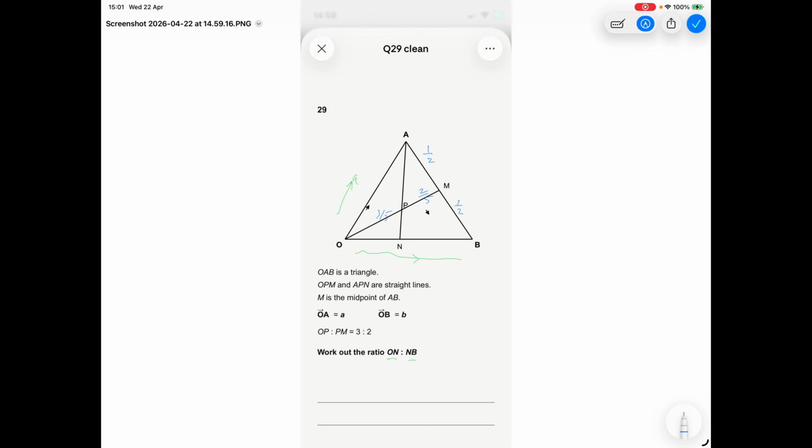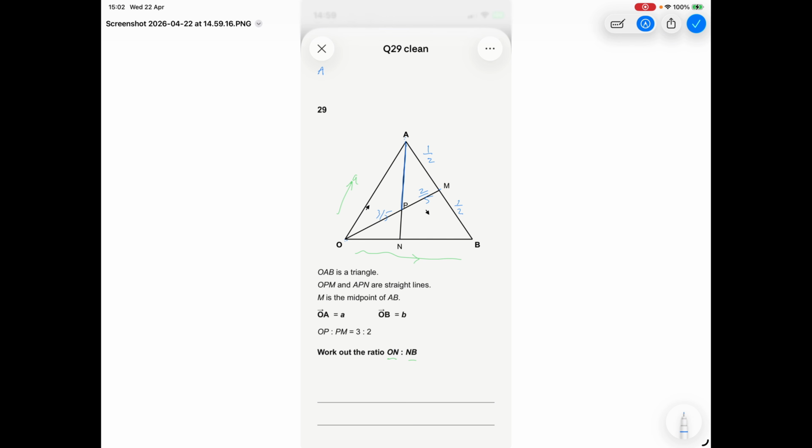So in order to find out what ON is, we're going to have to find out what AP is. And the reason we're going to have to do that is that N is on the same line as P, so it's just some scale factor of it. So what we're going to do first is find out what O to M is, then O to P, and then we're going to find out what AP is. So let's just go through and write these out.